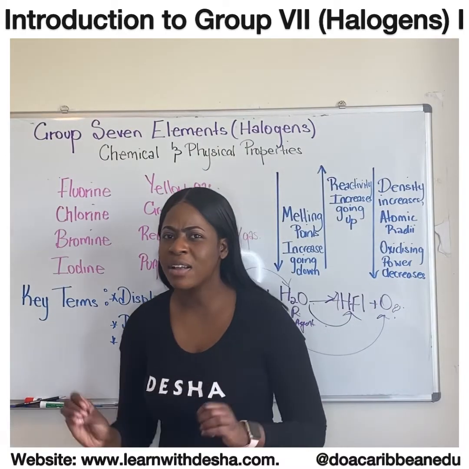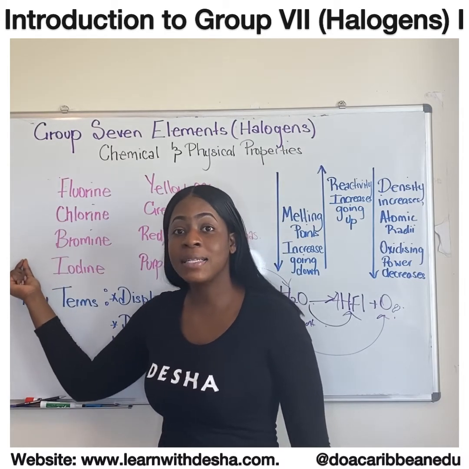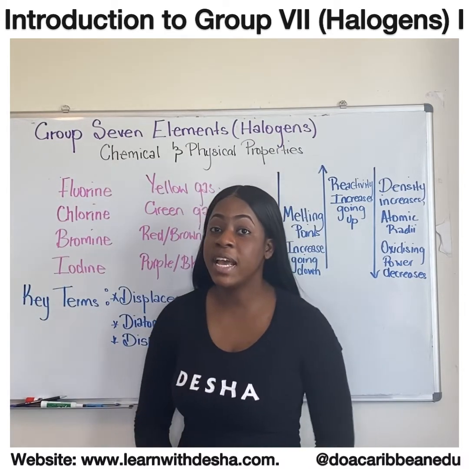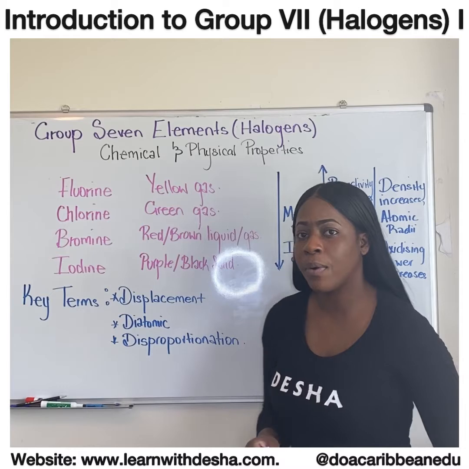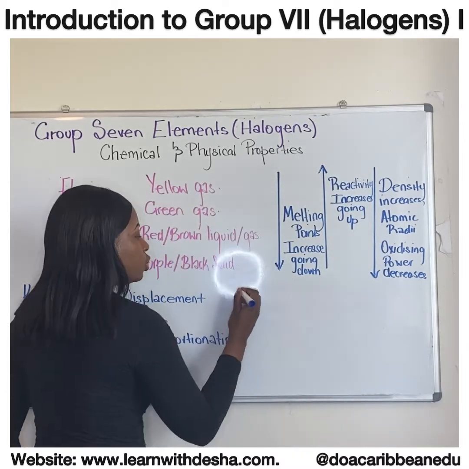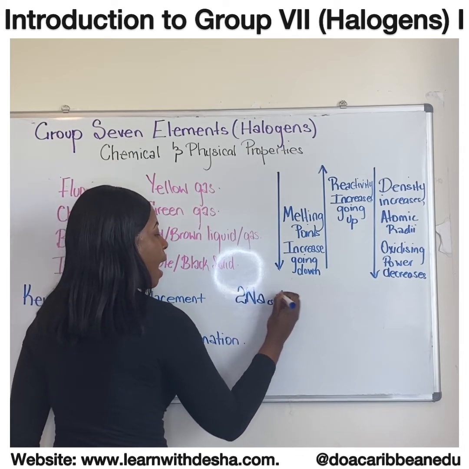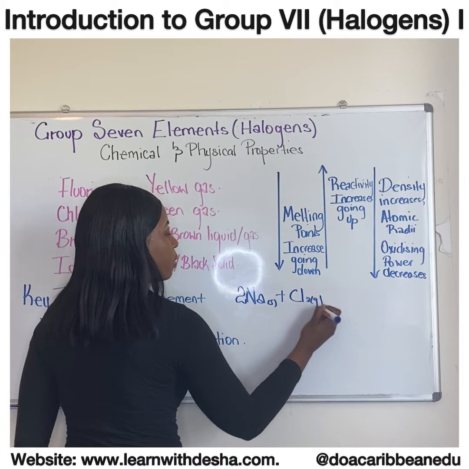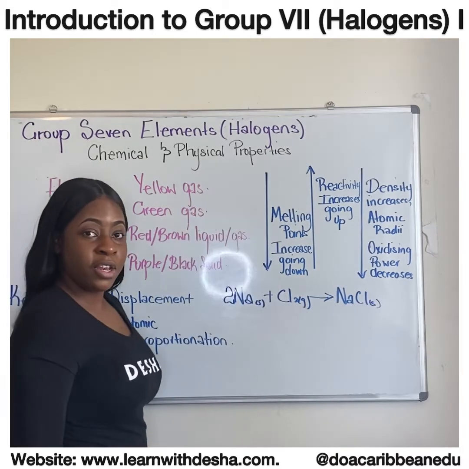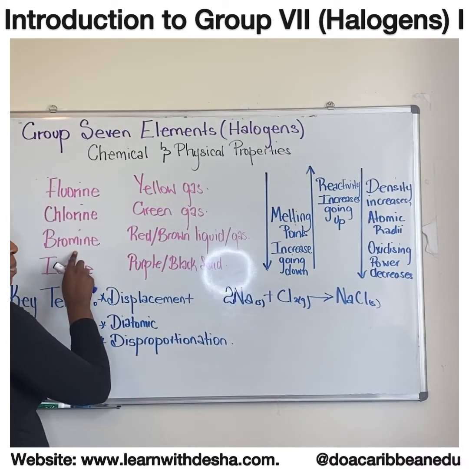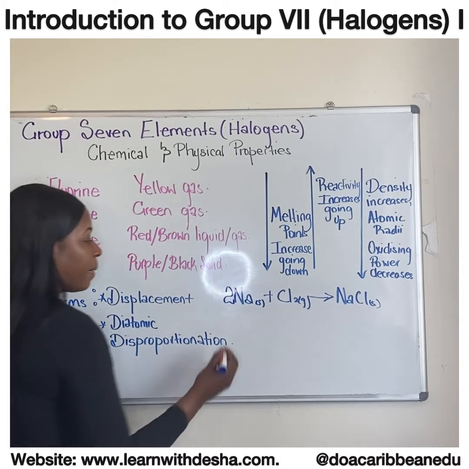Let's talk about the reactions of the halogens. As you move down the group, reactivity decreases. Halogens react with metals to form metal halides. For example, in the reaction between sodium and chlorine, we get the metal halide sodium chloride. Now choosing another halogen, bromine, and another metal, iron, we get iron bromide.